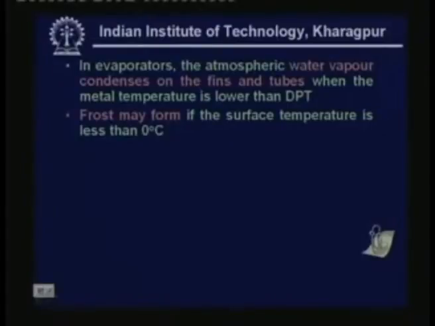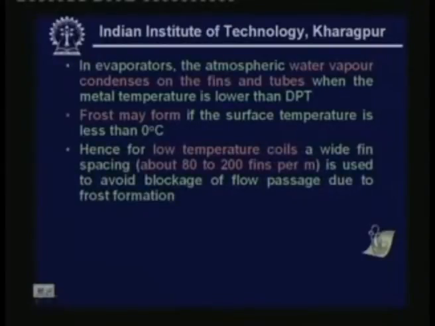And if the surface temperature is less than 0 degree centigrade, then frost also may form. That means whatever liquid condenses, it will also freeze if the surface temperature is lower than 0 degree centigrade. This happens in domestic refrigerators. You must have seen the evaporator of a domestic refrigerator being covered with a thick layer of frost, because the evaporator operates at a temperature much lower than 0 degree centigrade in a domestic refrigerator.